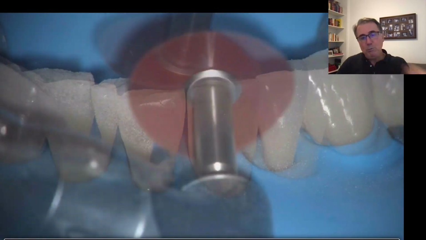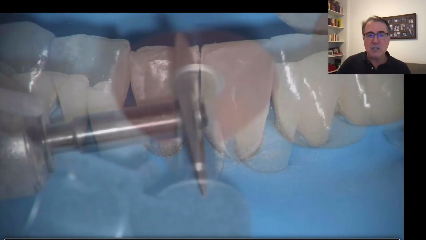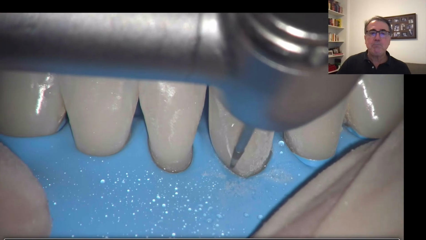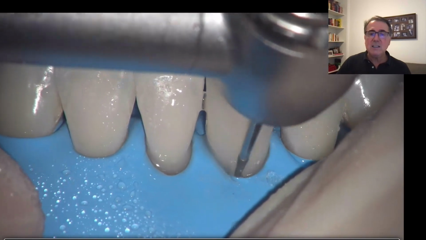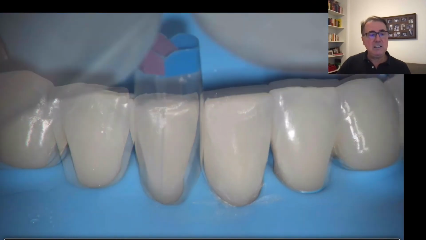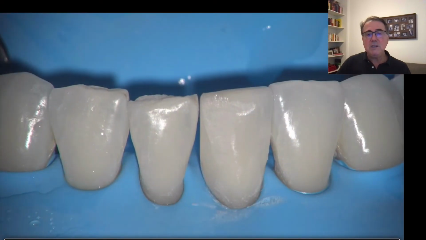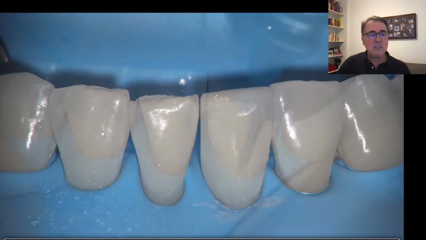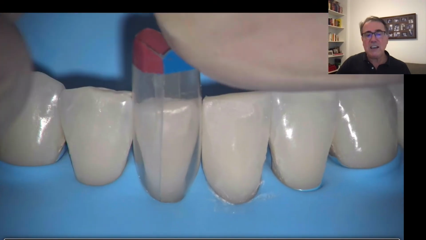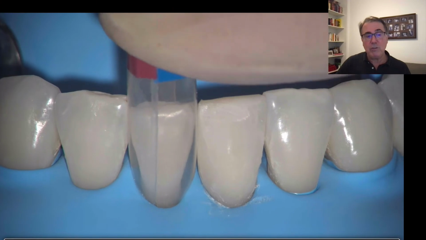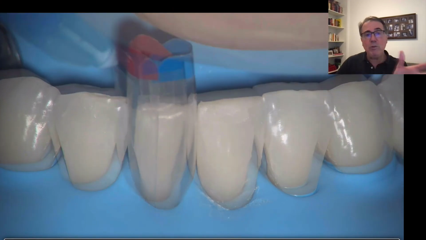I'm going to remove excess with those Soflex discs and some diamond points, as you can see here, very fine diamond points. Okay, I remove the excess, and now I'm going to do the other tooth. As I said before, I'm going to do both sides always at the same time.